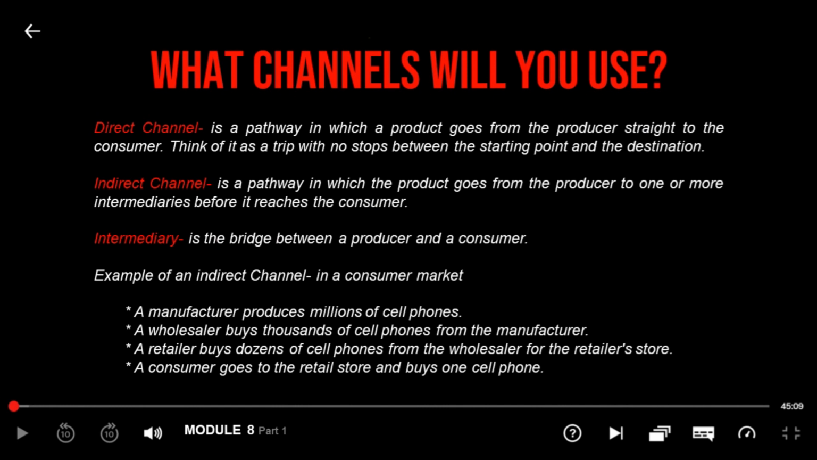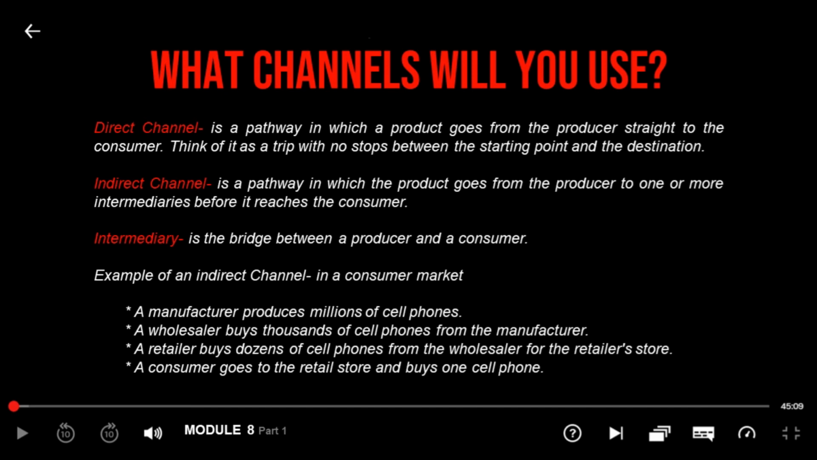Slide is what channels will you use? So there are 3 kinds of channel distribution: the direct channel, indirect channel, and intermediary. So direct channel is a pathway by which the product goes to the consumers. Ito yung trip with no stop until the product goes to consumers or customers. Then the indirect, it is a pathway by which the product goes from the producer to one or more distribution channels like wholesaler, retailer, distributors, until it reaches the consumer or customer.